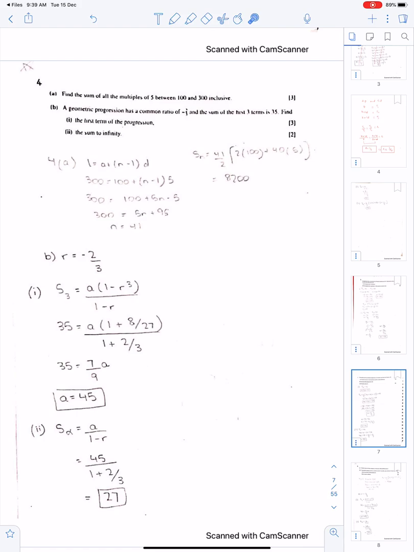So the first number is 100. The second number must be 105. This will be the sequence: 100, 105, 110, up to and including 300.